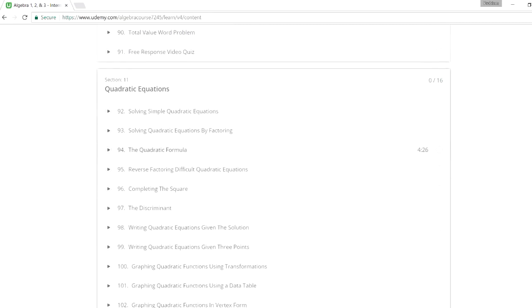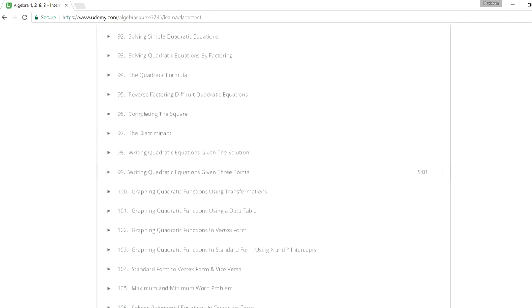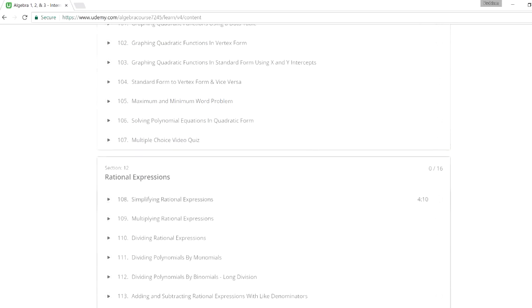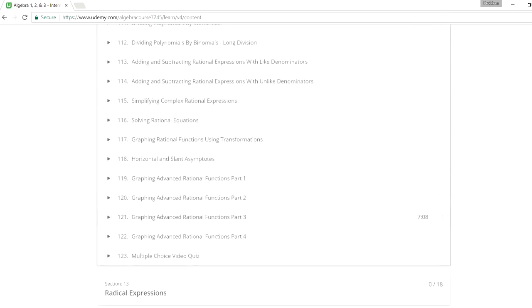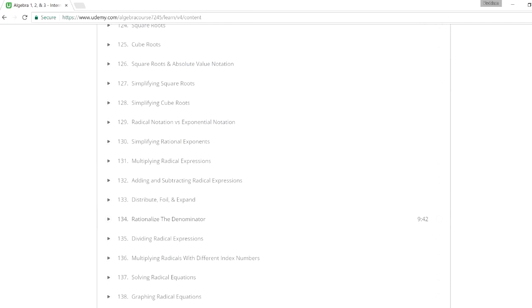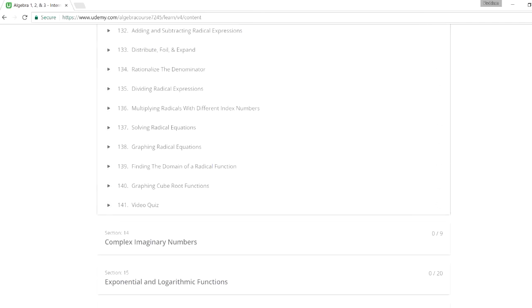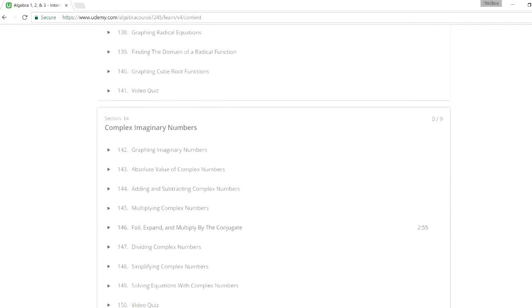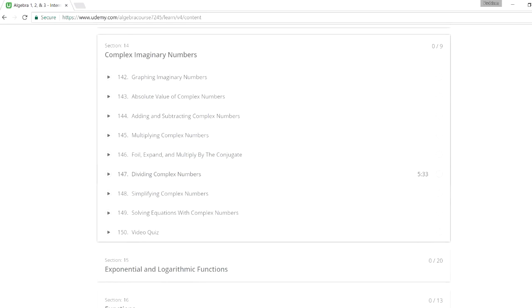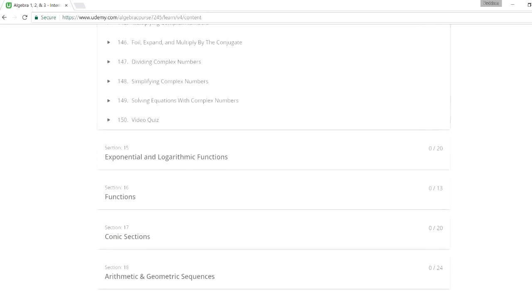Next, quadratic equations, how to use the quadratic formula, how to graph them, how to convert between standard and vertex form. And then you have rational expressions and radical expressions, solving radical equations, simplifying it, things like that. And every section has a quiz, so you can always review what you've learned if you have a test the next day. So here we have complex imaginary numbers. You need to know how to simplify those.